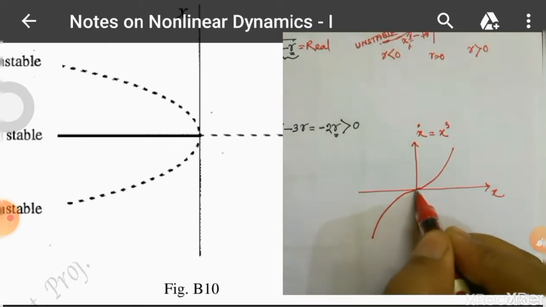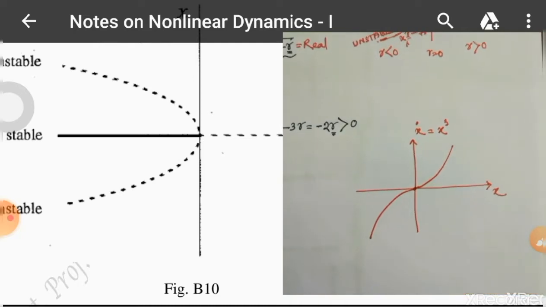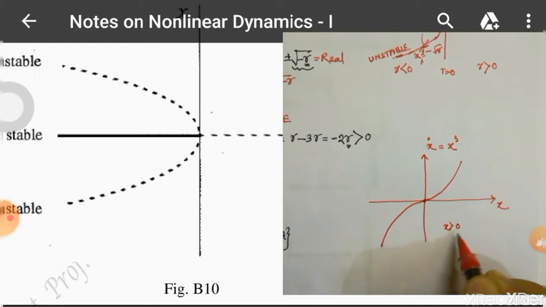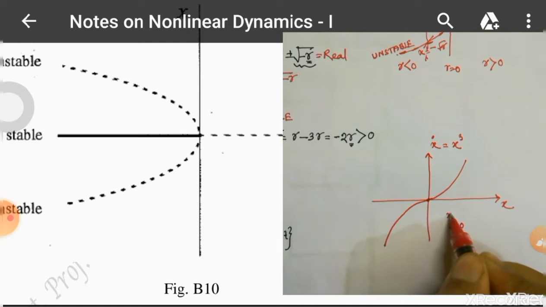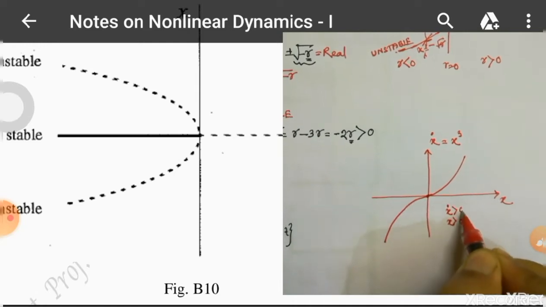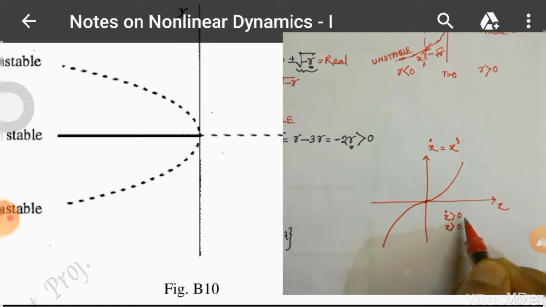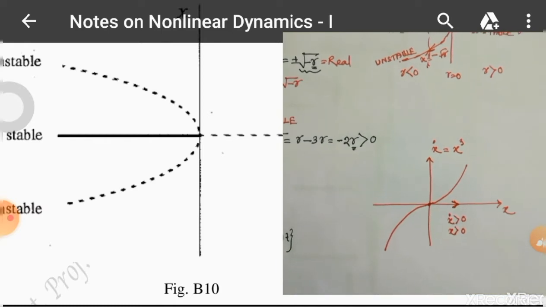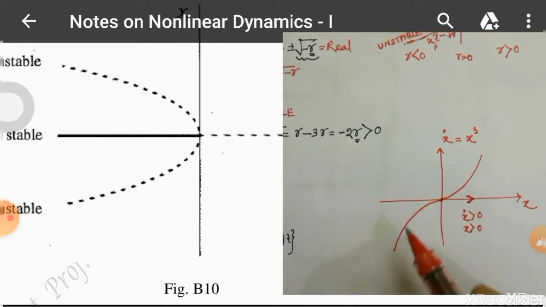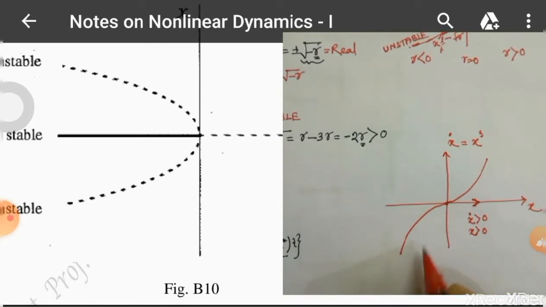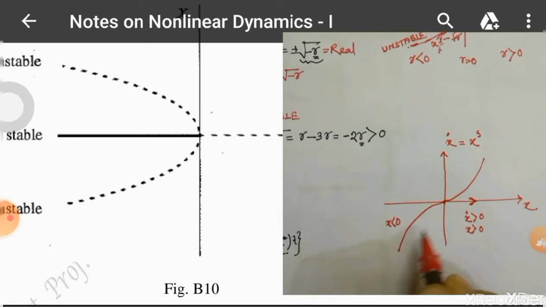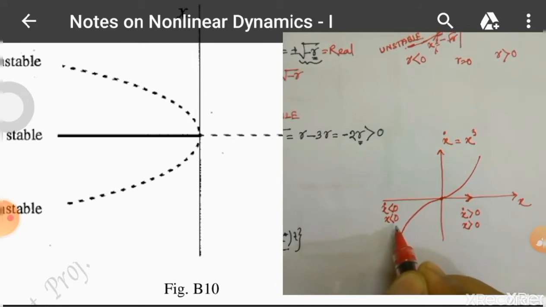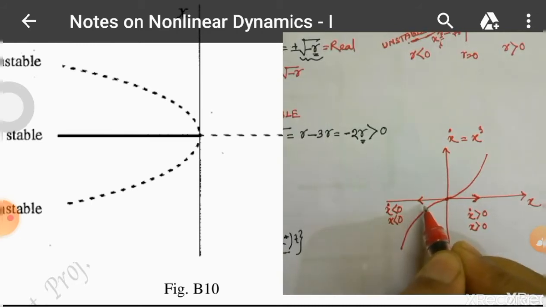Okay, so now x equal to 0 is the fixed point. In this part, when x is greater than 0, then x dot has a positive value. That is, here x dot is also greater than 0, and since x dot is greater than 0, the direction of flow will be towards this direction. And in this part, for x less than 0, x dot is also less than 0, and since x dot is less than 0, the flow will be towards this direction.